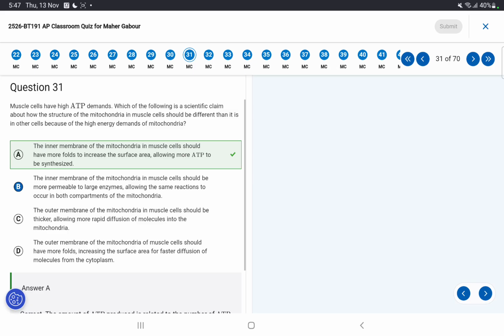If we have a muscle cell, the muscle cell needs a lot of energy. And what produces energy? The mitochondria. And for the mitochondria to produce enough energy for the muscle cell, it has to be very efficient. And to be very efficient, it has to have a high surface area. And for it to have a high surface area, what does it have to be? It has to be highly folded.